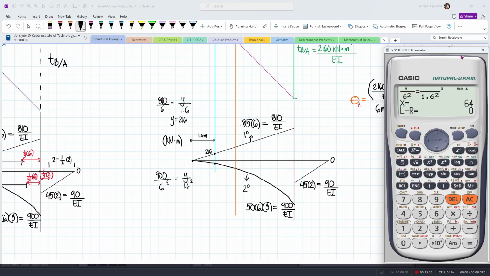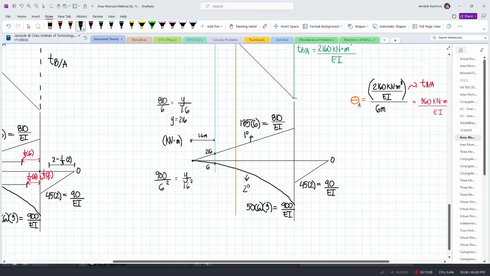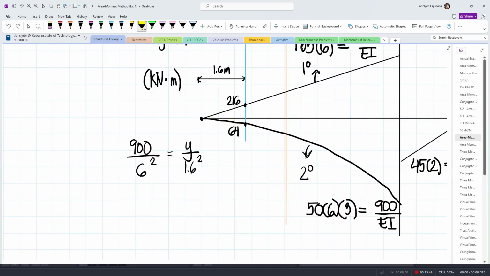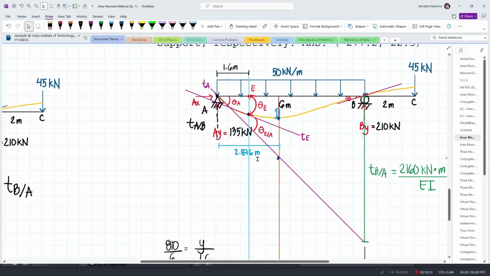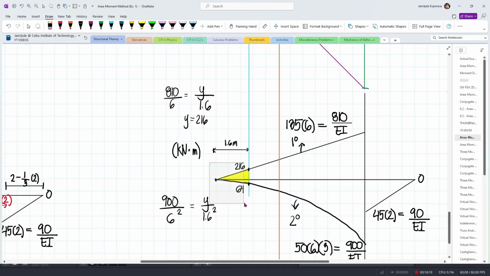Solving y, we get 64. So, we have 64. Now, again, yung area na yan, yung total area, yan yung value ng change in slope. So this angle. And so adding the areas, we can get this angle. And so we have the slope of E with respect to A.